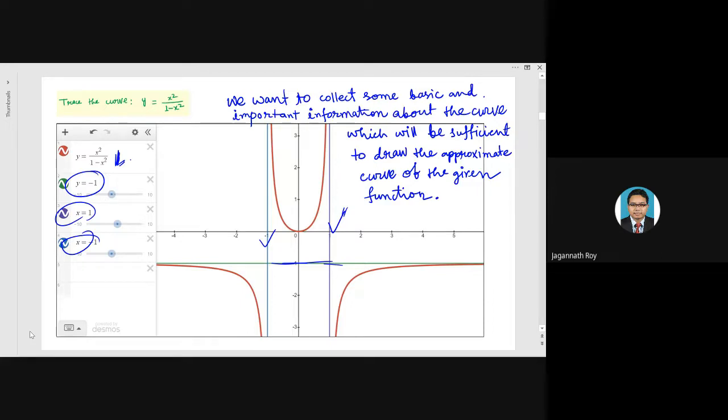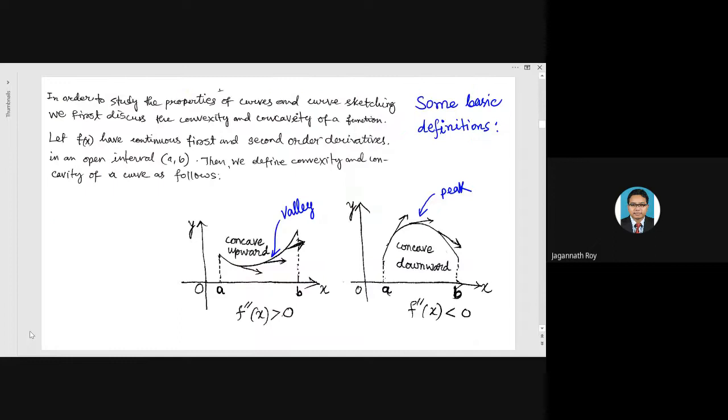Now asymptotes are not the only thing that can guarantee that this is the actual curve of the given function. We need some more information so that we can plot this graph accurately, or better we can say almost accurate, or maybe approximately we can do the correct graph without taking the help of a graphic tool. So for that we need some basic definitions.